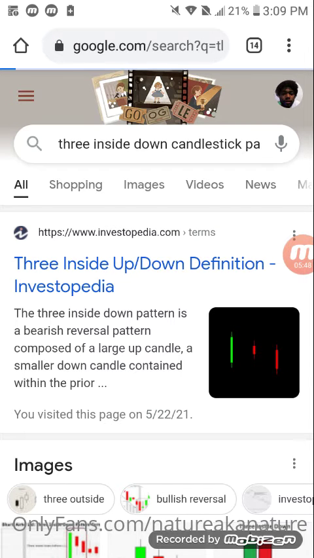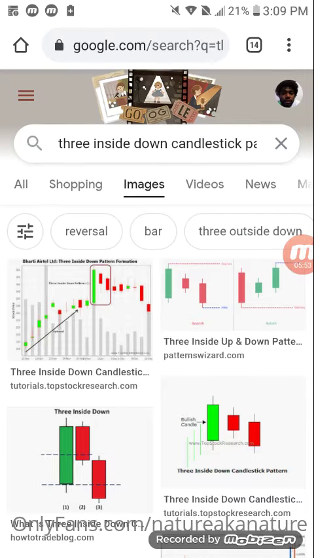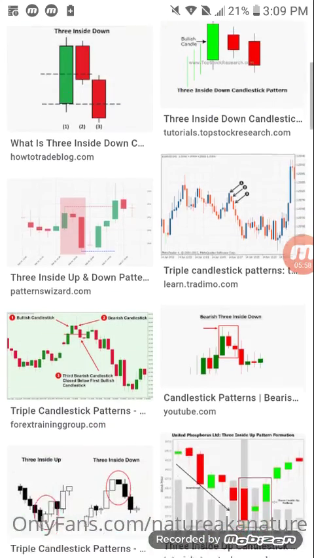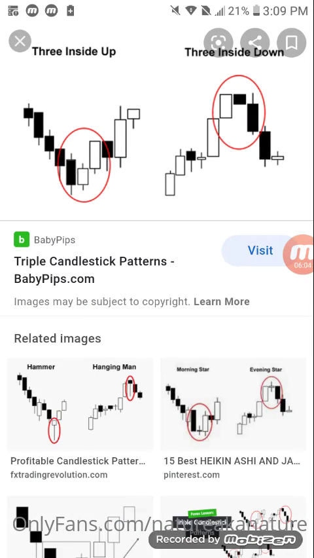Let's see the images of a three inside down pattern. So the three inside down pattern is at the top of an uptrend. Here is the example. It must be one white or green candlestick followed by a black or red candlestick, making indecision in the market, and then a longer black or red candlestick closing below the white and black candlestick. The three inside down right here.